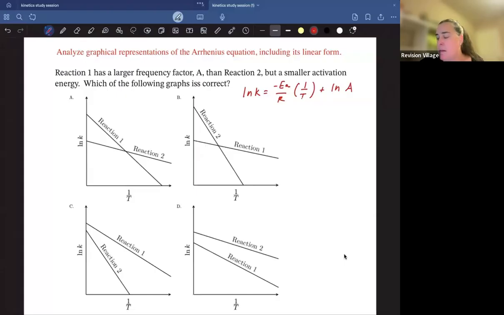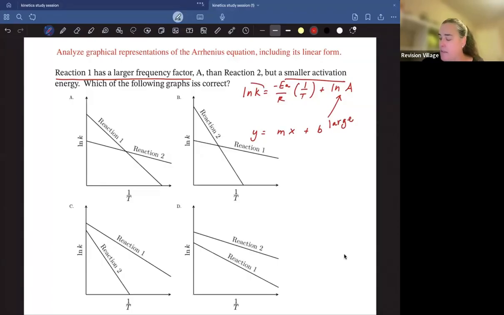In multiple choice, it's not going to be super numerical. It's going to give you some details. This detail says that reaction 1 has a larger frequency factor and a smaller activation energy. So if something has a larger frequency factor, it's going to have a larger y-intercept because this equation is carefully written in the form of a straight line. And again, it's in your data booklet. It's not something you have to memorize. You just have to see the linear connection.